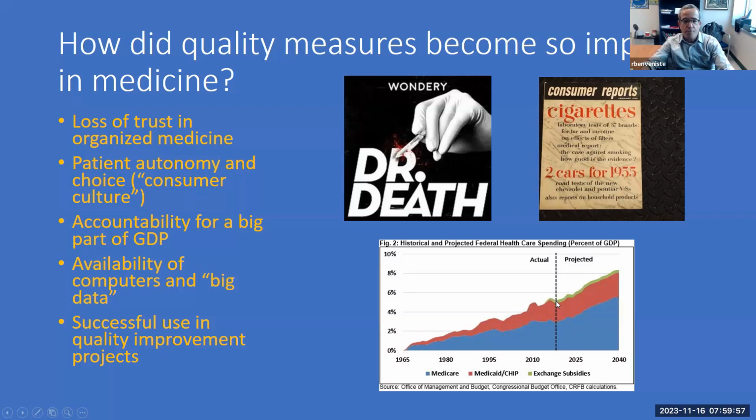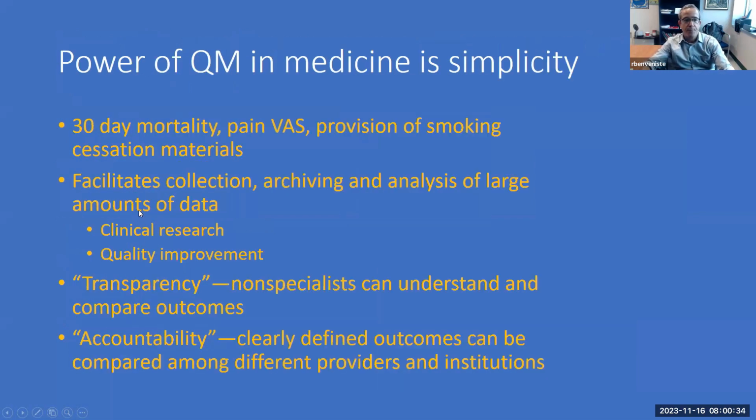Healthcare is at least 5%, I think now it's more, 6 or 7% of our gross domestic product. And consumers, government, and taxpayers all want accountability from healthcare providers, doctors, and hospitals. None of this would be possible without computers and big data. And now, in the year and a half or so since I gave the first version of this talk, AI tools. And finally, this is actually not a bad thing, but a good thing: the fact that some simple to measure quality metrics have been used successfully to make medicine better. And we'll give one example of that later on.